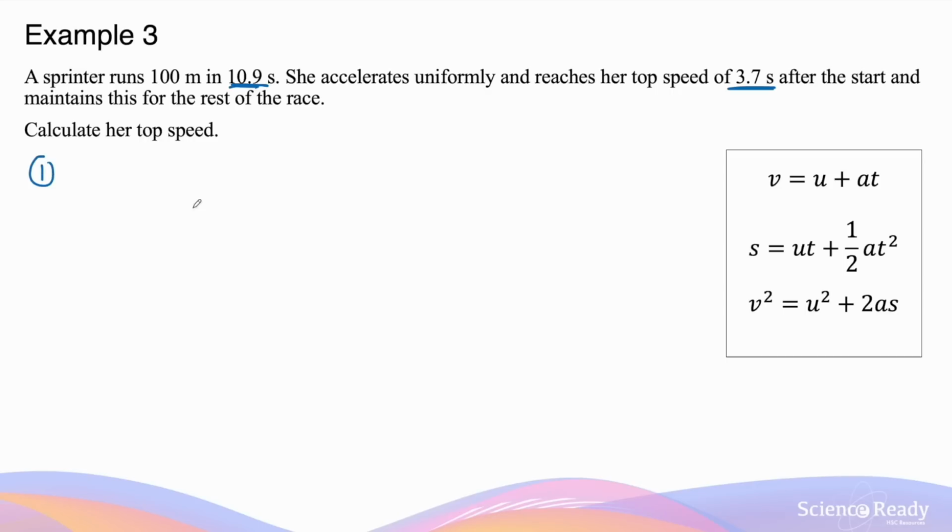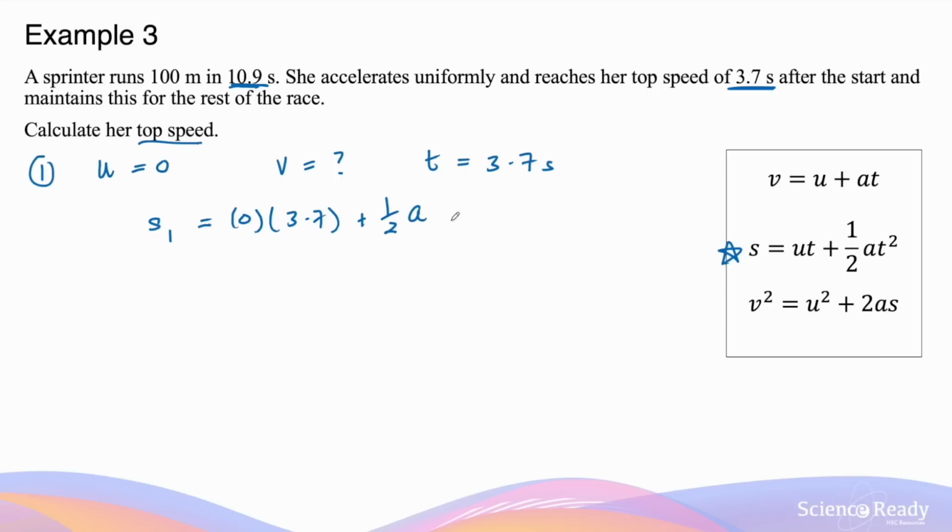So for the first part of the motion, we know that the initial speed will be 0, and the final speed is what we're trying to find. That's the top speed of the sprinter. And when the time taken is 3.7 seconds, we can use the second equation to derive an expression for this first interval. Let's call that S1. The displacement covered in the first interval is equal to 0 times by 3.7 plus half times by the acceleration, which we don't know. Let's call that a, times by 3.7 squared. So this simplifies into just half times by a times by 3.7 squared.